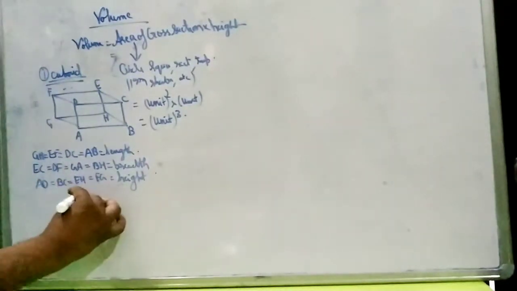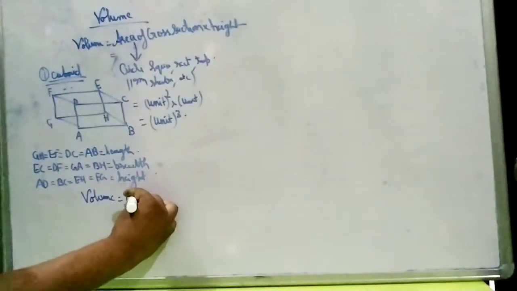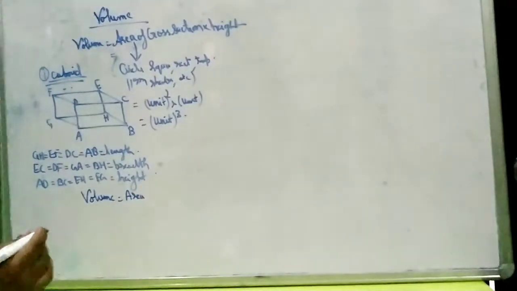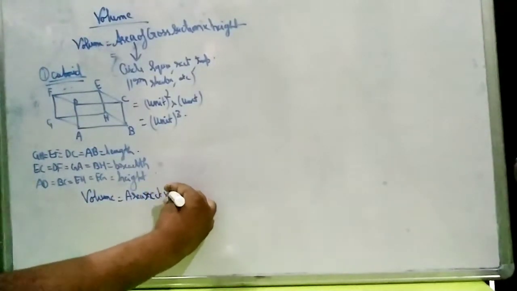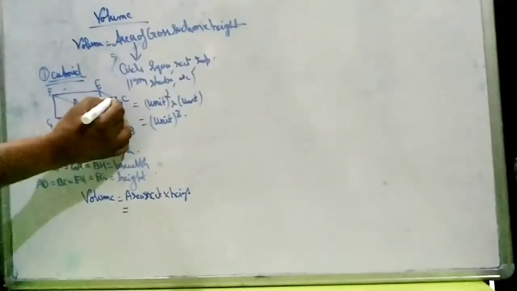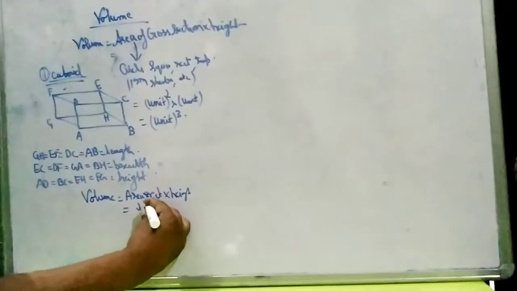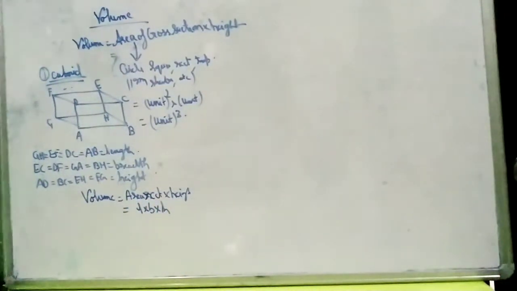Now, if we have to find the volume, volume means area of a rectangle into height. Area of rectangle is length into breadth and height is h. So, the formula for volume is length into breadth into height.